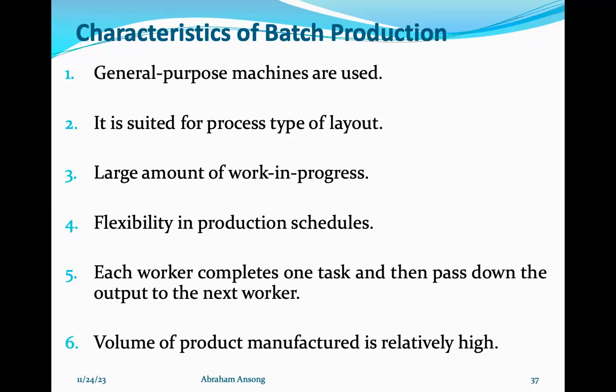So batch is also, you produce in larger quantities, but it's not like the flow. They are in batches, and it's not like mass production. So general purpose machines are used. It is suited for process type of layout. Large amount of work in progress will be there. Then they could be flexible in production schedules. It's not like the flow, so there's flexibility. Each worker completes one task and then passes down the output to the next worker.